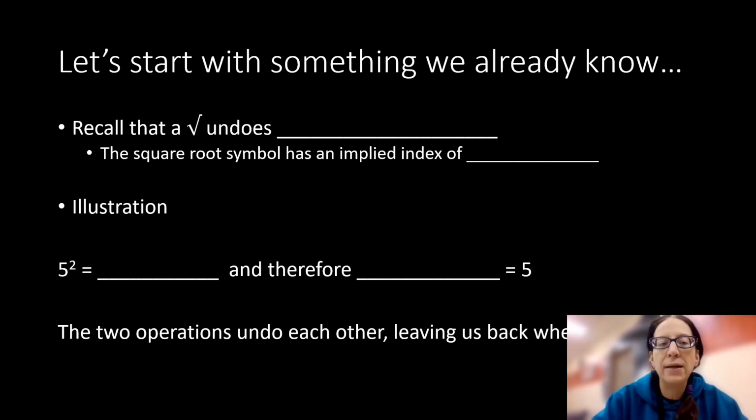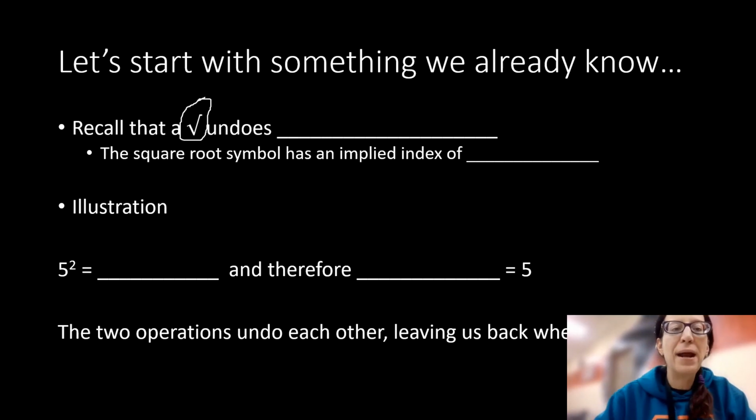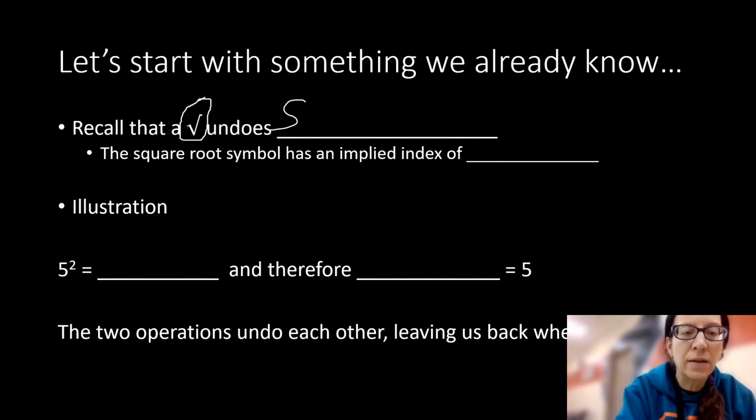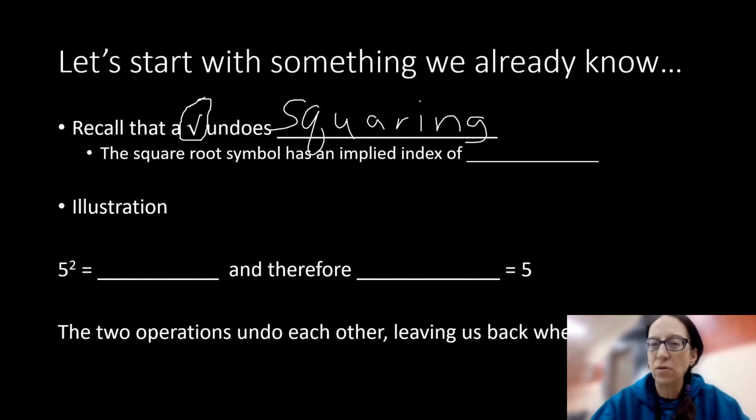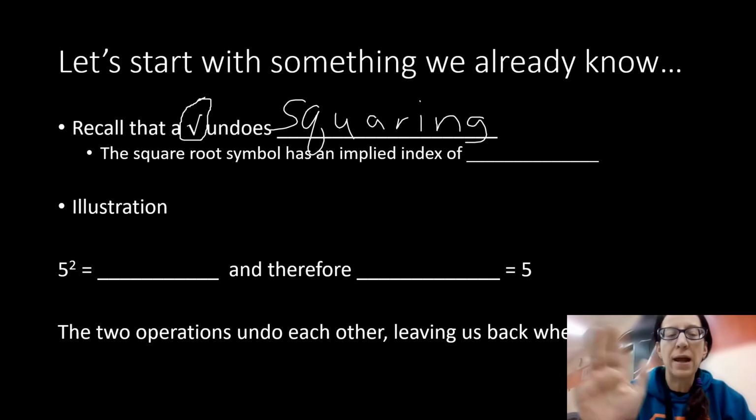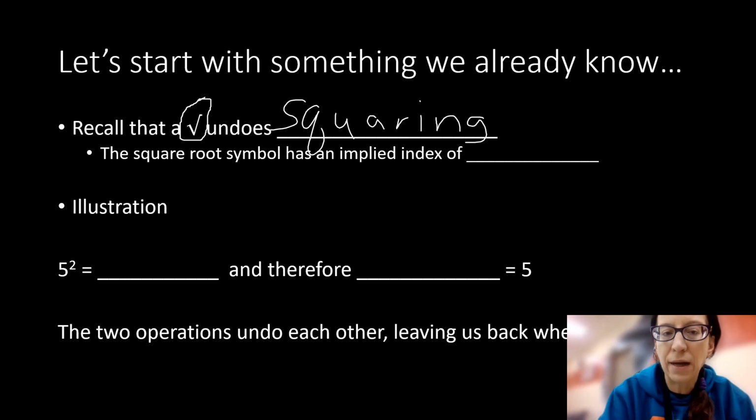So recall that a square root. So this right here is our square root. Okay. Recall that a square root undoes squaring. That is literally what it does. Now, a lot of times I will hear students say that a square root undoes multiplying, and that's a little bit too broad. We would say that division undoes multiplying, and a square root is not division, and I do want to be really clear about that at the outset as well.